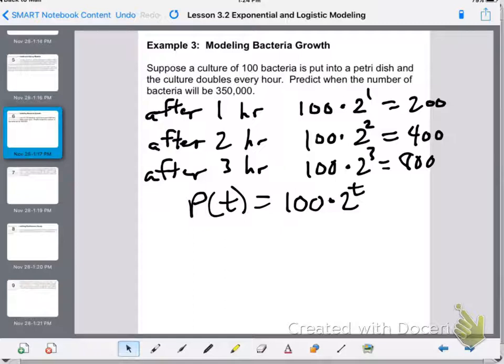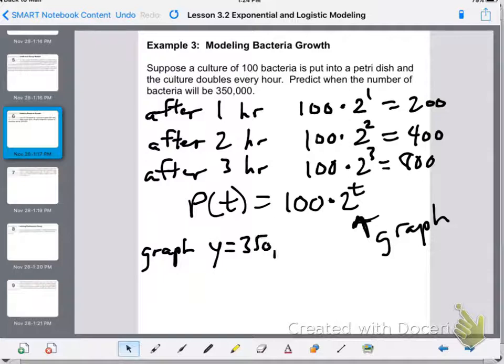Now, I would probably tell you to graph this. So I would graph that in your calculator. And then it says predict when the number of bacteria will be 350,000. So you want to graph the exponential function, and then graph y equals 350,000.